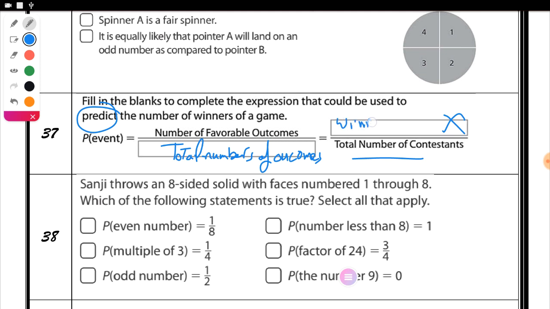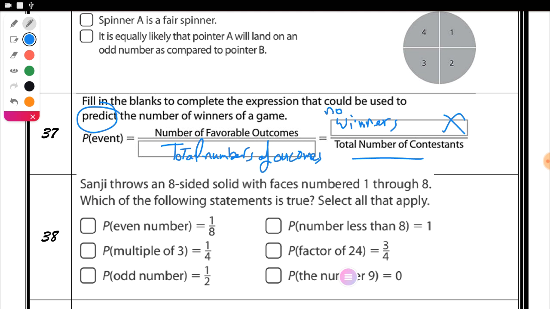X here is what? The number of winners or contestants. So we can expect the number of winners if we know the number of favorable outcomes over the total. We'll take some examples about it.